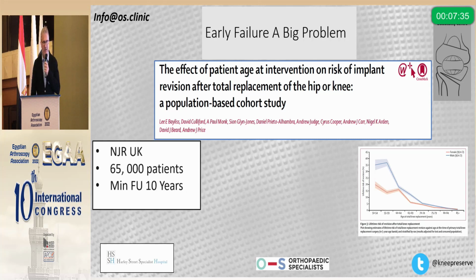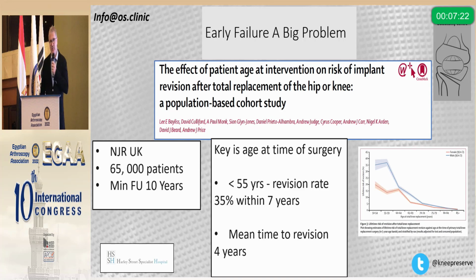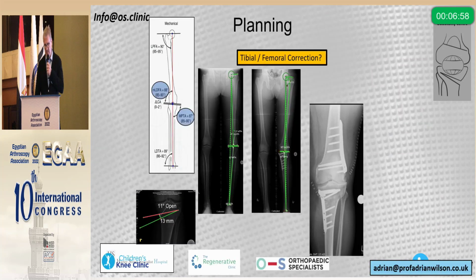And this is a fantastic study from Baylis, from the Lancet, which has a huge impact scientifically. And it was based on our National Joint Registry, which now has over 3 million people enrolled within the registry. And this was a paper looking at 65,000 patients with a minimum follow-up of 10 years. And what they found was a very alarming revision rate in the under 55s. Under 60, we started to see the curve go very steep. It went exponential at 55. So less than 55, 35% of the patients required revision within 7 years, with a mean time to revision of 4 years. And this is not something that we tell our patients routinely when we consent them, but it's something we need to think about.